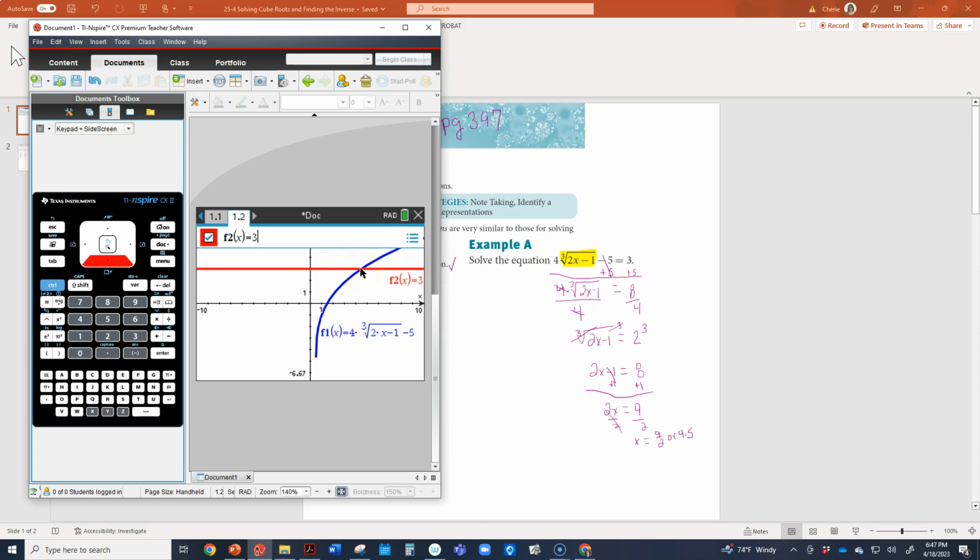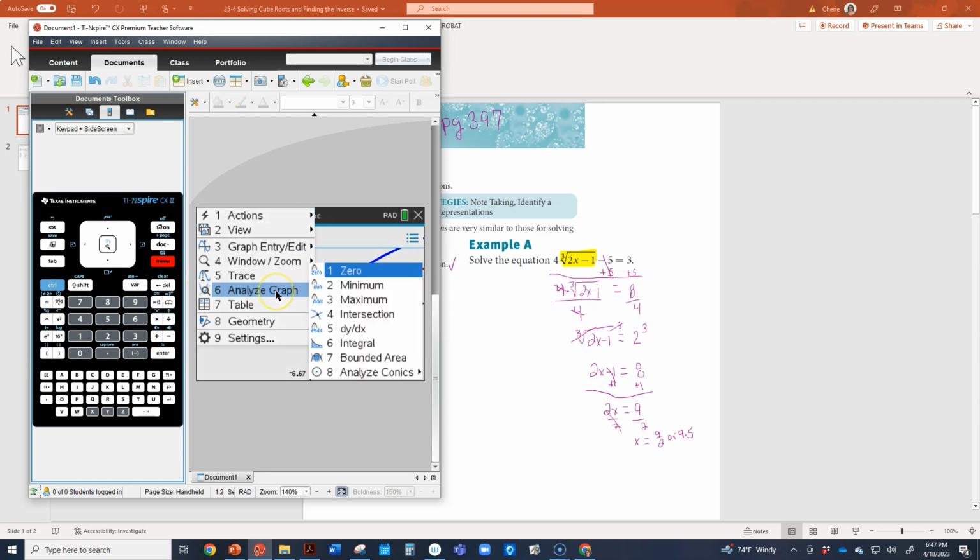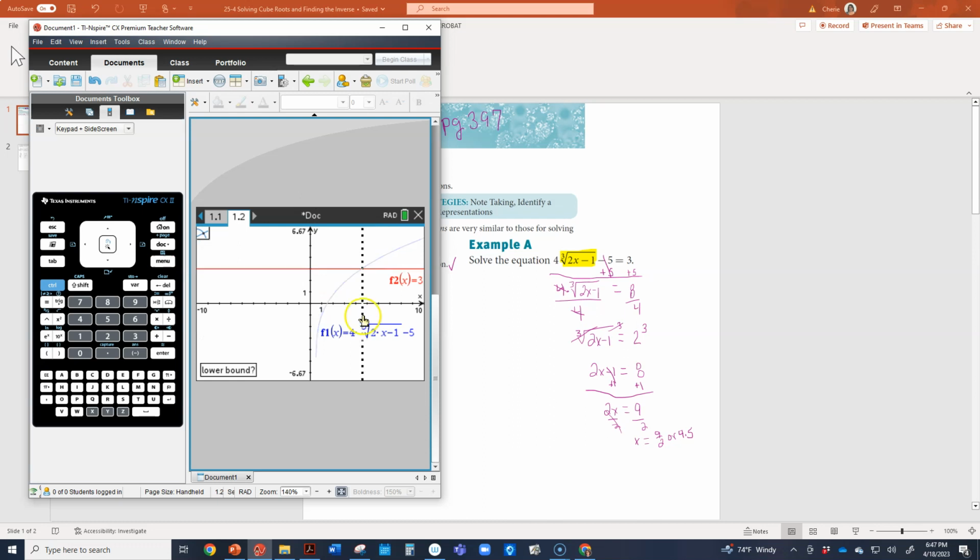That's where I'm going to find the solution. And you find that by pressing Menu, Analyze the Graph, and find the intersection. And they want to know the intersection of what? So the lower bound, they simply just mean which equation are you wanting to find the intersection of. So lower bound means get on the left side, so I'm on the left side. And now upper bound means get on the right side.